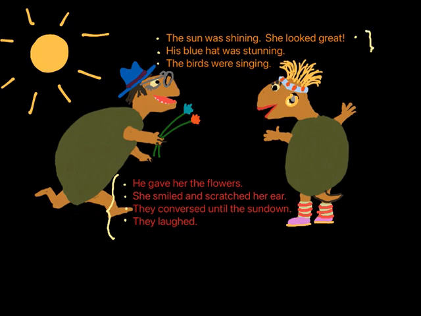Looking great, singing birds, shining sun, all of it is the background. It is not the main event. That's why you do use the imperfect. Imperfect, and then here will be the preterite, because you emphasize the beginning or the end of a certain action.